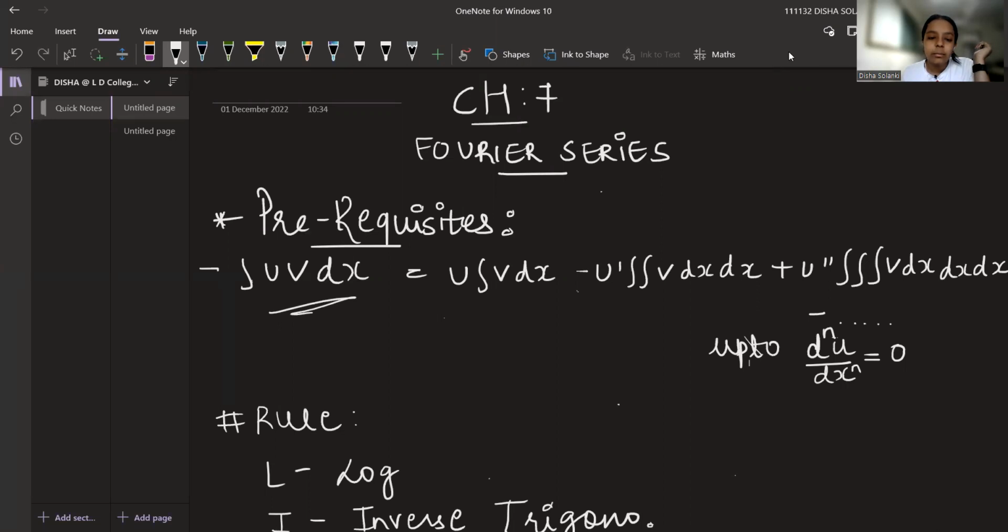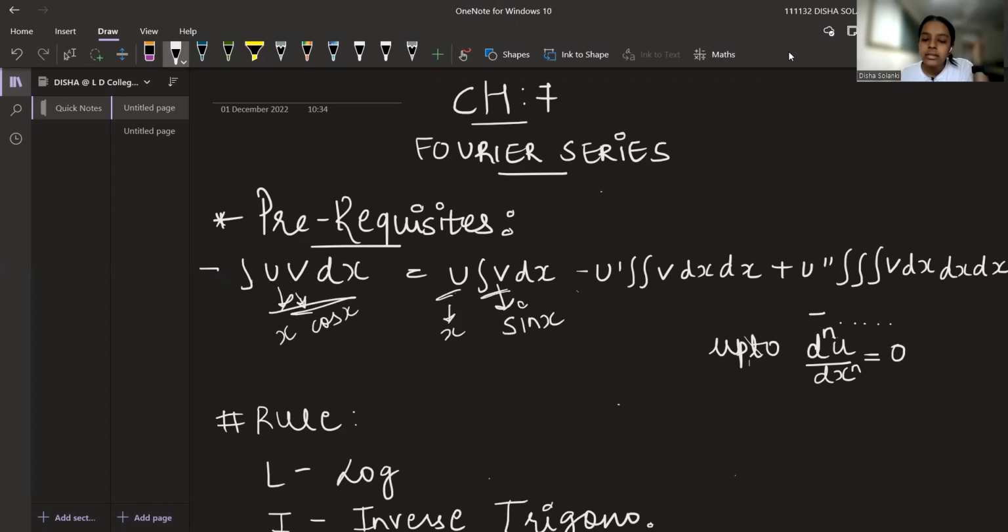Here, both of the functions will be given to you. U is one of the functions and V is the other. U as it is, and the integration of V. Suppose you have been given U as x and V as cos x. So U as it is, and integration of V, that is cos x, so integration of cos x is sin x, as you all know. So this is x and this is sin x.